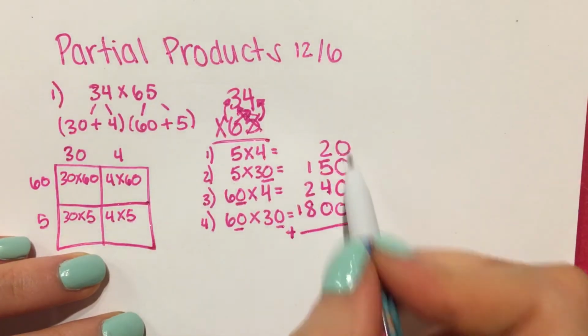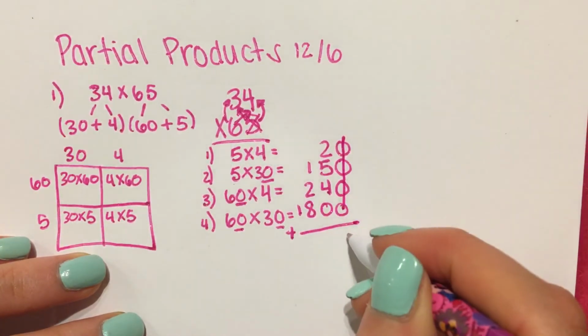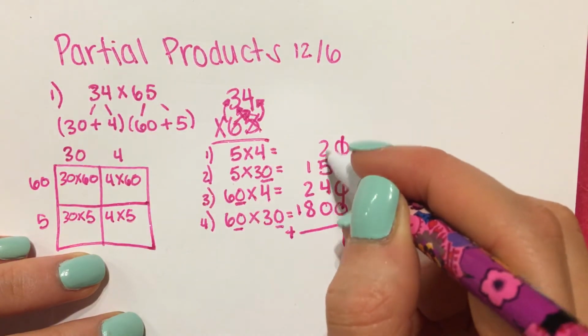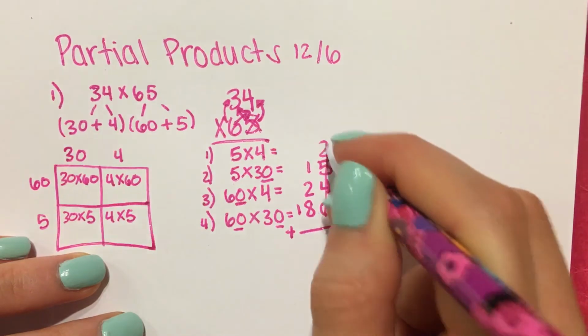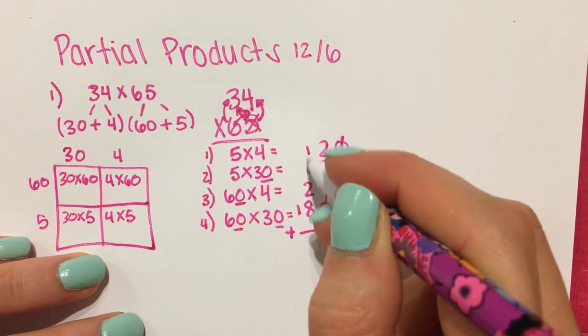Now I'm going to go ahead and add all these pieces up. So I have 0 plus 0 plus 0 plus 0 gives me 0. 2 plus 5 plus 4 plus 0. So that gives me 11. Put your 1, carry your 1. 8 plus 2 is 10, 11, and 12.